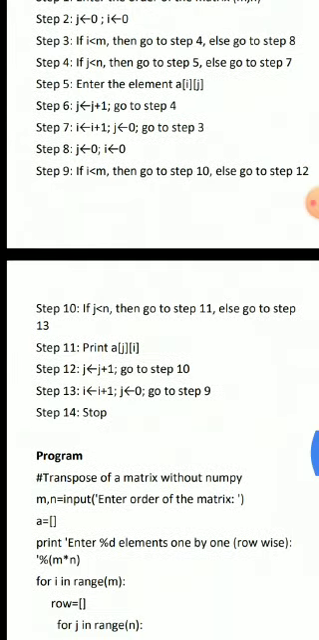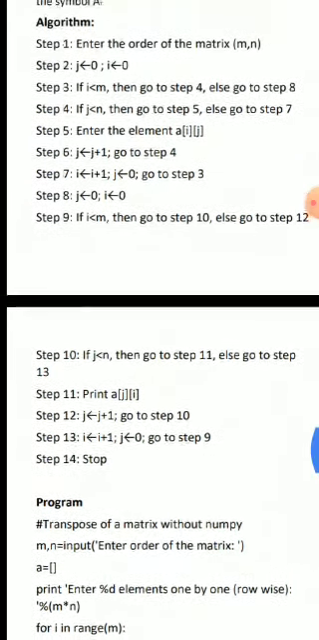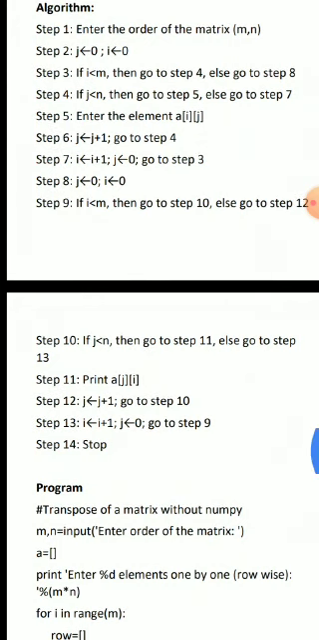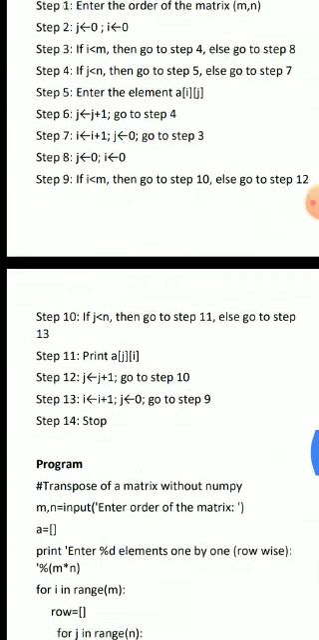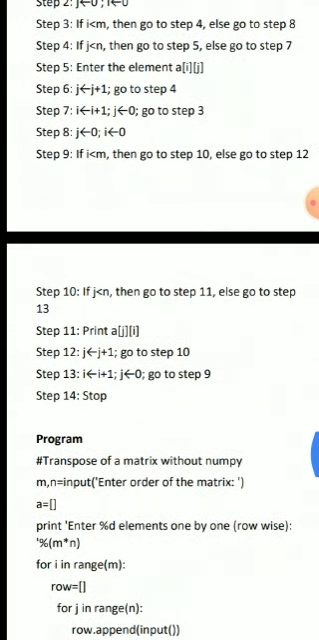Then first enter the order of the matrix m, n, then 0 tends to i and 0 tends to j. If i less than m, then go to step 4, else go to step 8. If j less than n, then go to step 5, and else go to step 7. Then enter the element a, i, j. j plus 1 tends to j, go to step 4. Then 0 tends to j, and i plus 1 tends to i, then go to step 3.